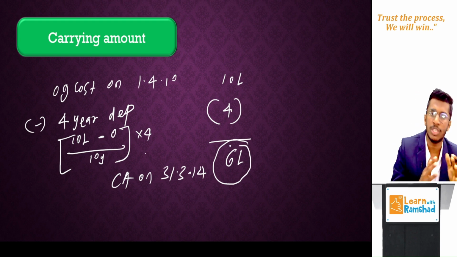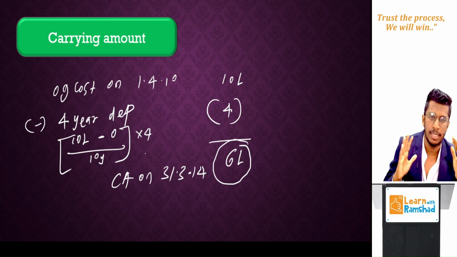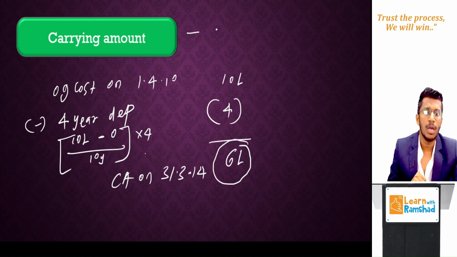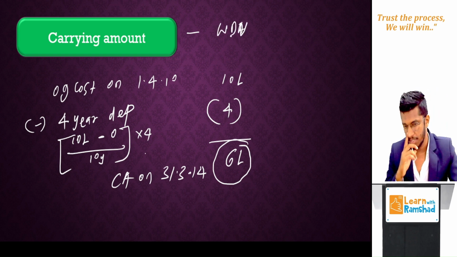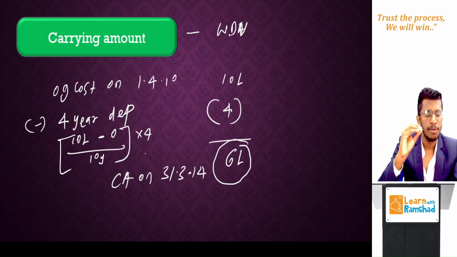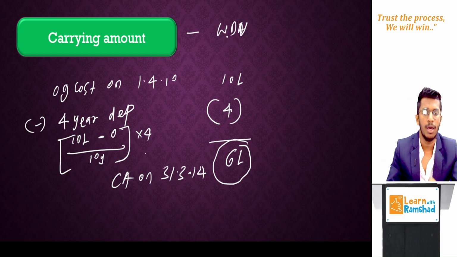So carrying amount simply means original cost minus depreciation up to the date. That's it. Very simple. Or simply, let's say current WDV, the value after the depreciation. That's simple data, and we can get it from the books of accounts.